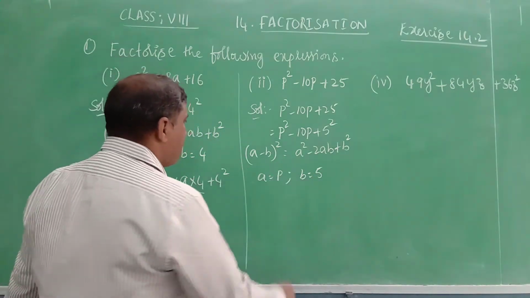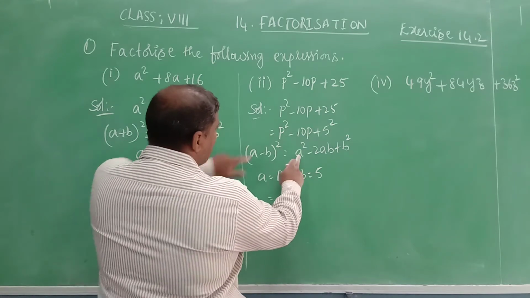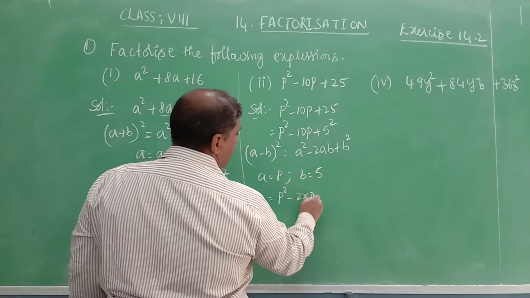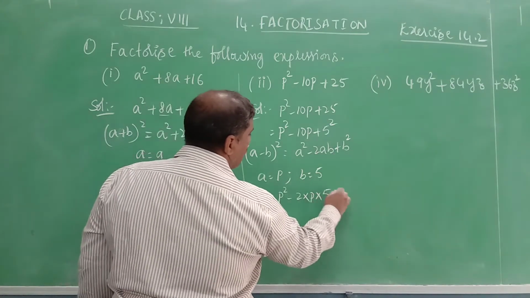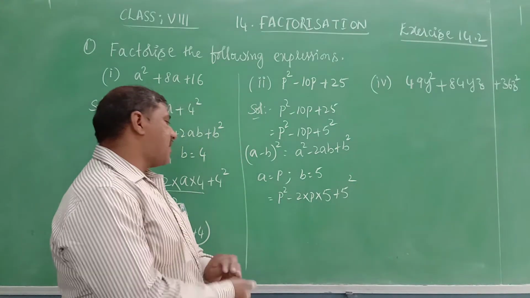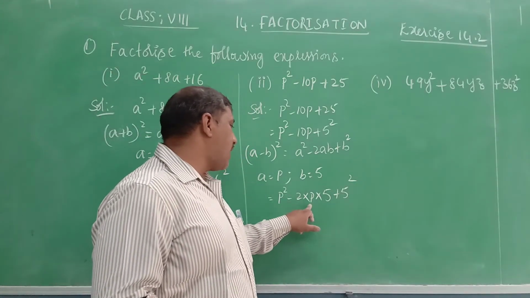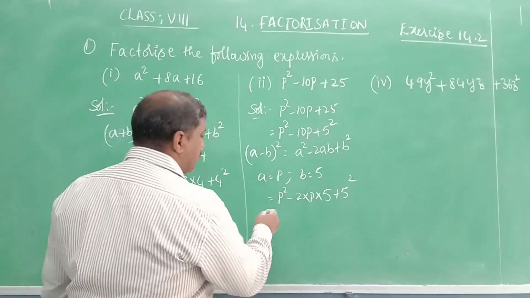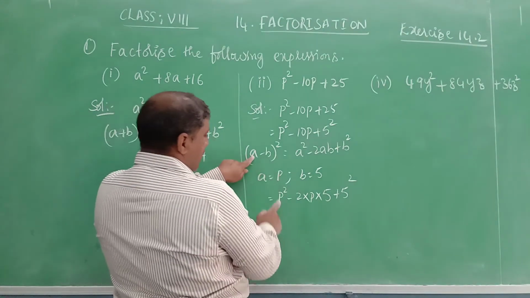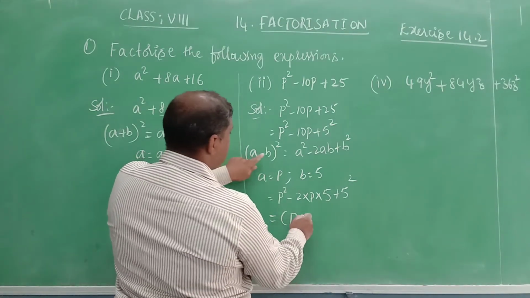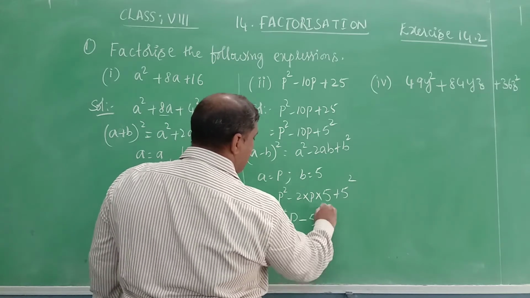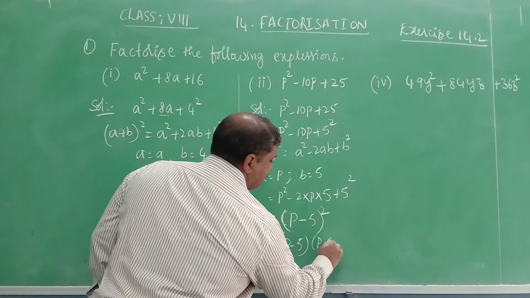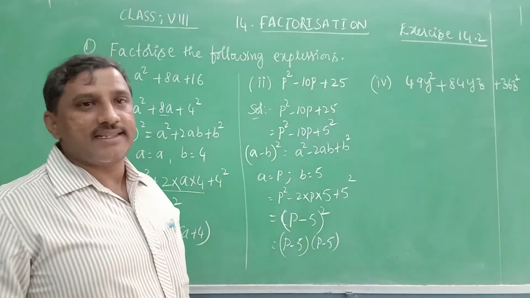Now this is in which form? The second identity. a square minus 2 into a into b plus b square: p square minus 2 into p into 5 plus 5 square. Now we compare this with a square minus 2ab plus b square, which is equal to (a minus b) whole square. a is equal to p and b is equal to 5, so (p minus 5) whole square, that is (p minus 5) into (p minus 5). We get the same factors in these cases.